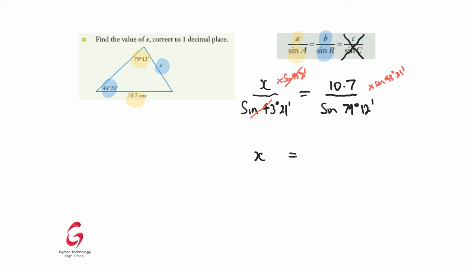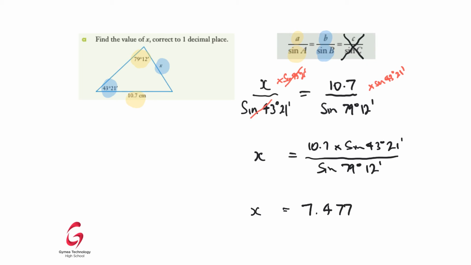On the right-hand side, what I've got left is 10.7 times sine 43 degrees, 21 minutes, all over sine 79 degrees and 12 minutes. Now at this stage, we can enter that into our calculator and find out the length of that unknown side. We get a value of 7.4774 and ongoing. We want our answer to 1 decimal place, so we're going to go 7.5 centimetres.